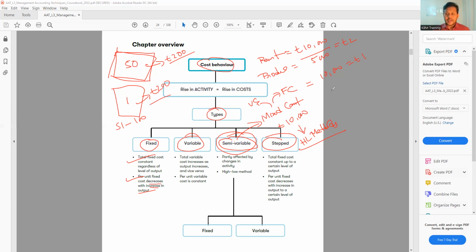So that's why the graphs for step costs look like that. It is fixed up to that point, and after that it increases and is fixed, then that increases and is fixed again. So that's how it will go. After a certain period, it goes up and up.